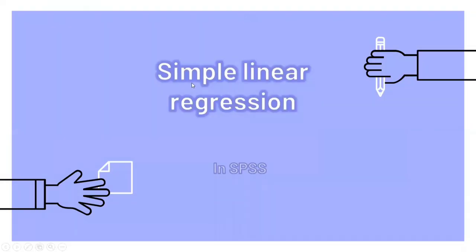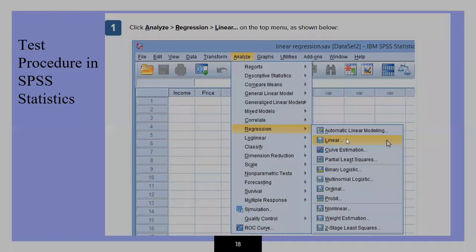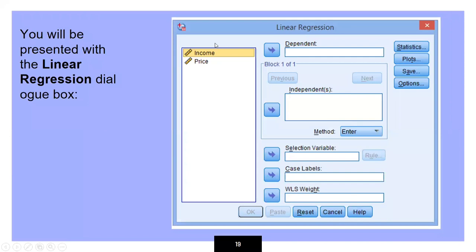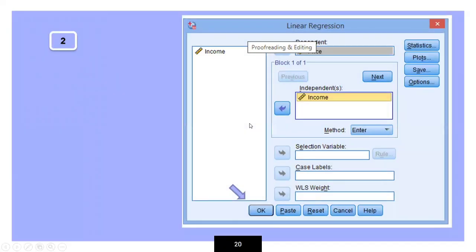We perform simple linear regression in SPSS. First of all, we will go to Analyze, then Regression, Linear Regression. इनकम को हम डिपेंडेंट इनकम हमारा डिपेंडेंट वेरिएबल है और प्राइस जो है वो हमारा इंडिपेंडेंट वेरिएबल है. सॉरी, इनकम हमारा इंडिपेंडेंट वेरिएबल है एंड प्राइस डिपेंडेंट वेरिएबल है.